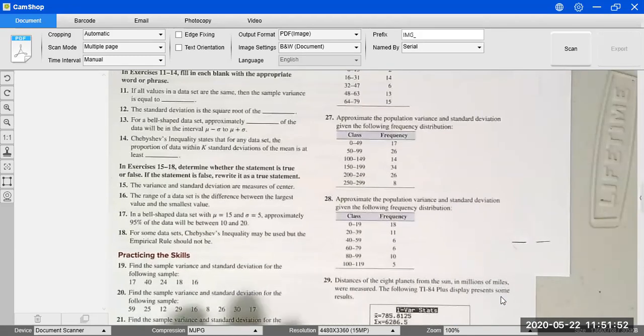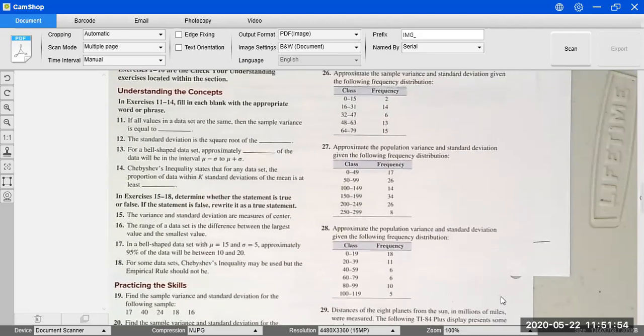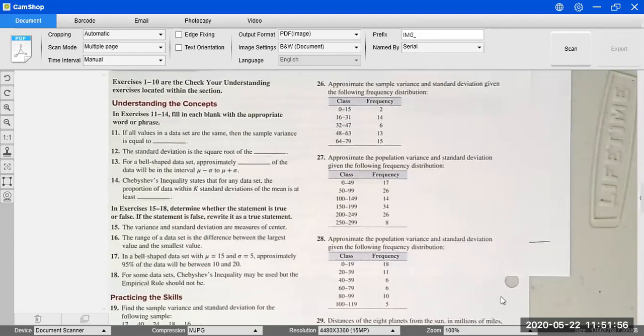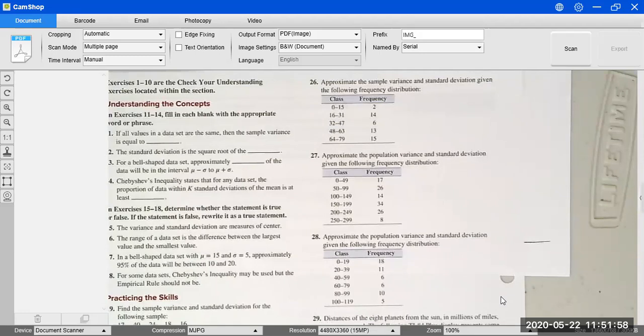That is going to be all for this lecture on measures of spread, also known as measures of dispersion or measures of variability of the data.